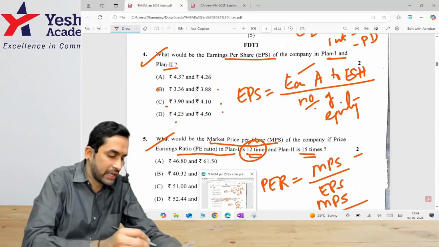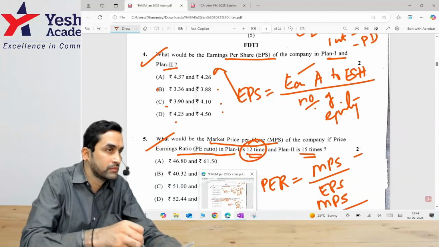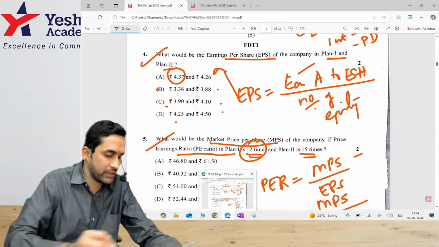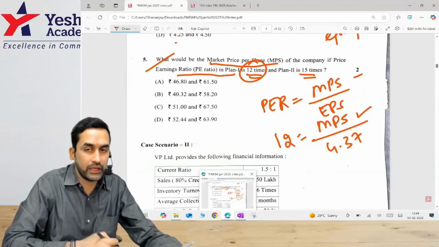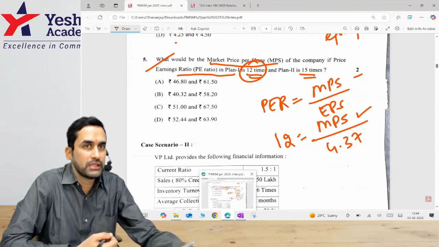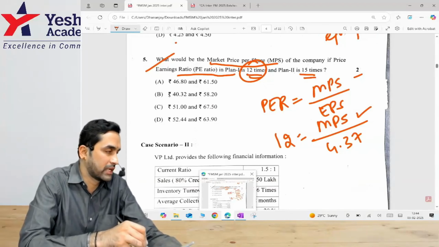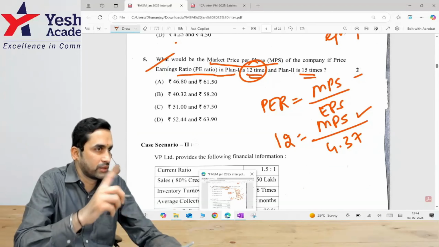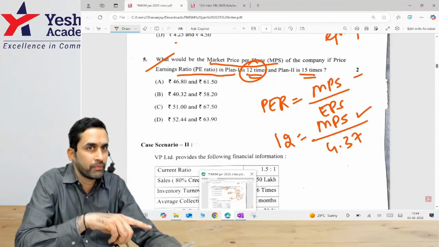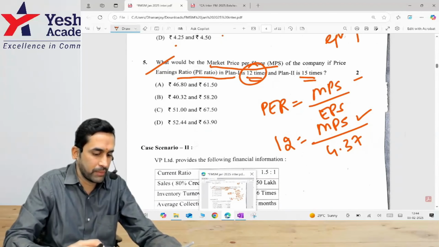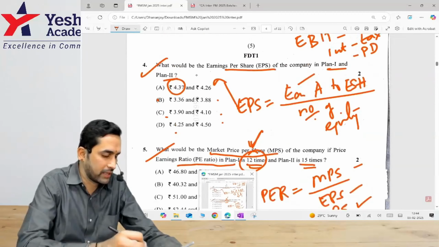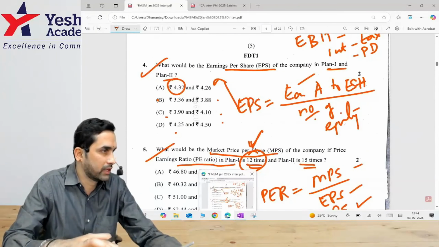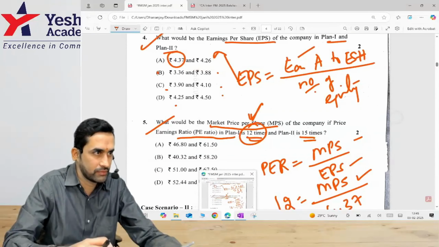And if they're saying this should be 12 and they're asking you how much should be MPS, you have calculated EPS in this answer. Correct? Suppose 4.37, I'm saying just suppose. Then 4.37 into PE ratio should be market price per share. That means if fourth is correct, fifth will be correct. Fourth is wrong, fifth will also be wrong. Correct? PE ratio is MPS by EPS. PE ratio they have given. EPS you have calculated. Just a multiplication will give you the final answer. Done?